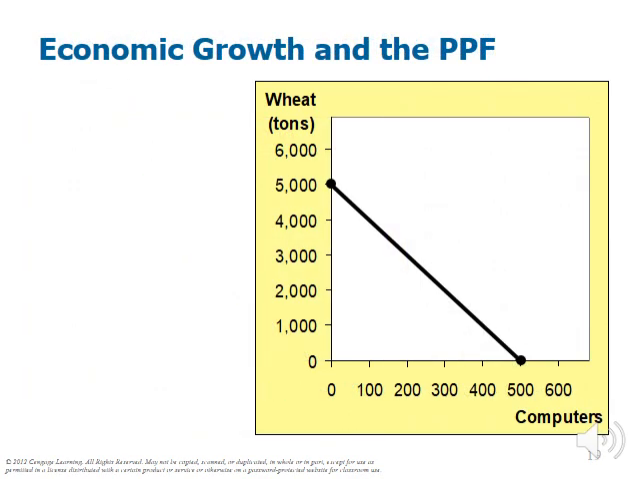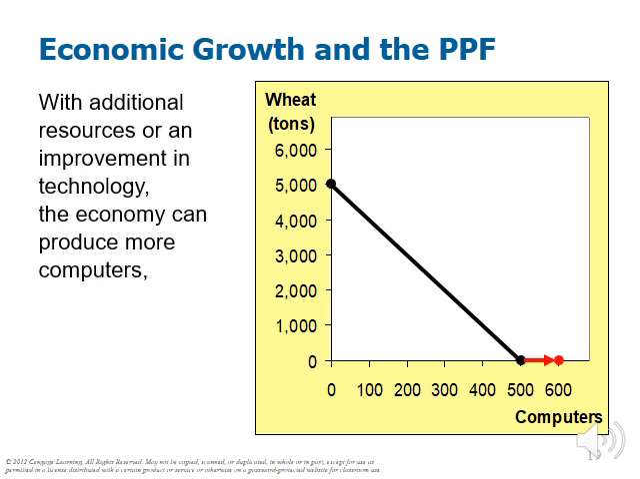Economic growth can affect the PPF. With additional resources or an improvement in technology, the economy can produce more computers or more wheat, or any combination of the two. This economic growth is modeled as the PPF shifting out. What was previously impossible or unfeasible now becomes possible and feasible.